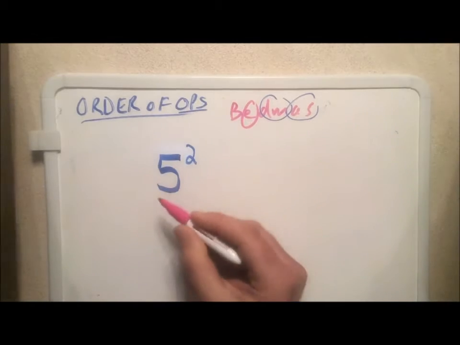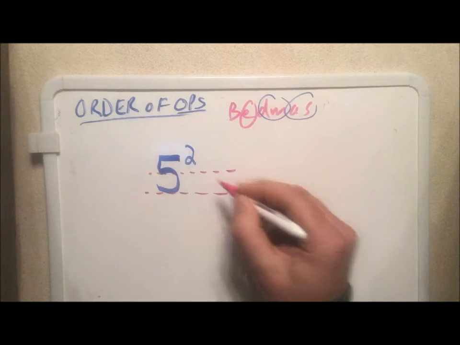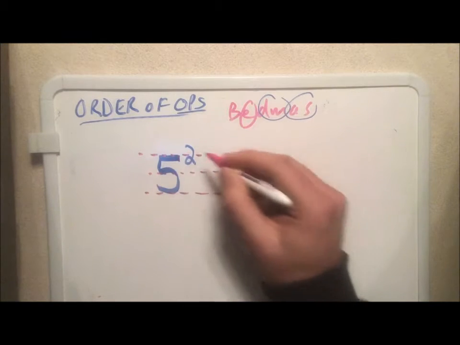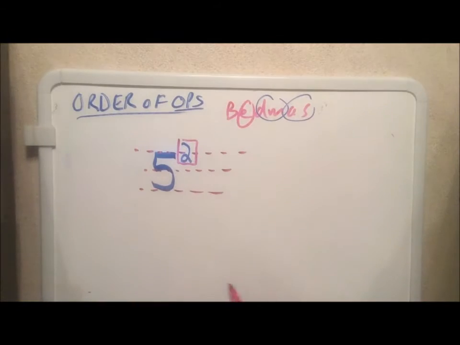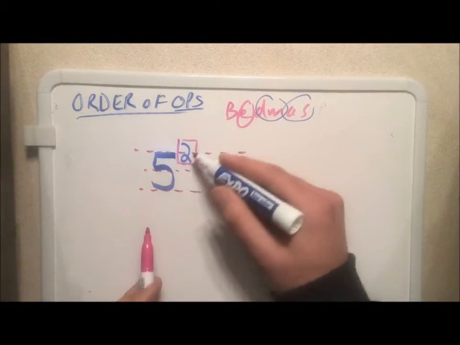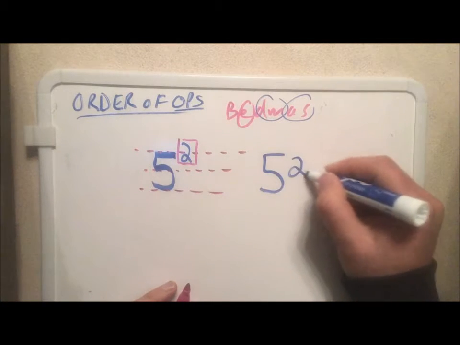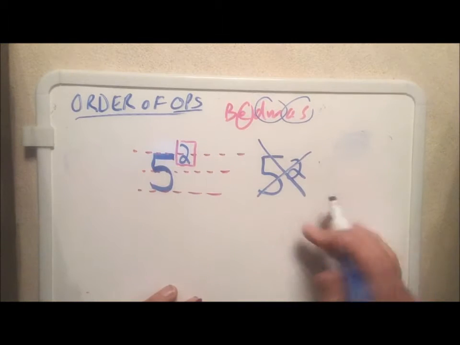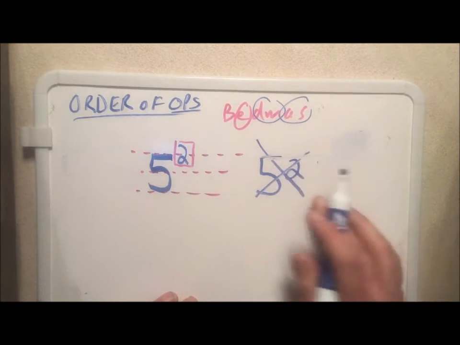Where an exponent goes, just so you know, here's the halfway point of the line, here's the bottom of the line, here's the top of the line. The exponent crosses the top of the line. This reads as 5 to the power of 2, okay, 5 to the power of 2. 5 to the power of 2 does not look like this. It definitely has to be higher than that top line.